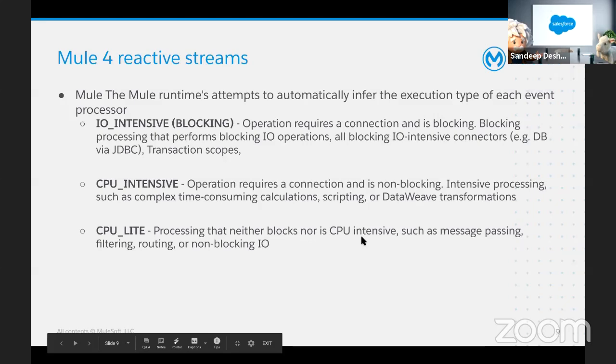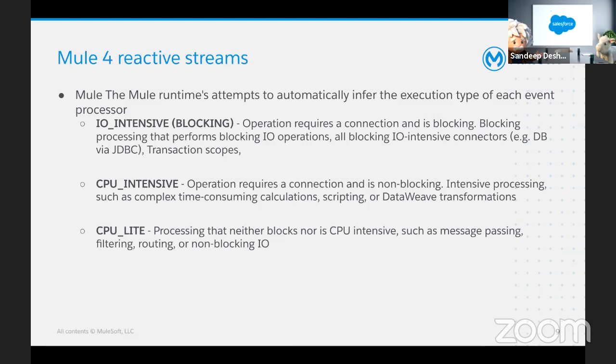So what are these IO intensive, CPU intensive, and CPU light threads? IO intensive is when you have something like DB operations, and blocking IO operations like transaction scopes and all that. Those are categorized as IO intensive operations. Next is CPU intensive, like DataWeave transformations. Then if you have Groovy scripts, all those are categorized as CPU intensive operations. And then we have CPU light threads.